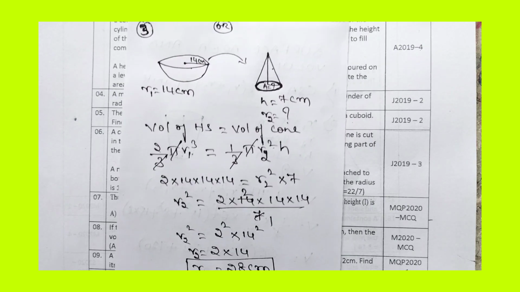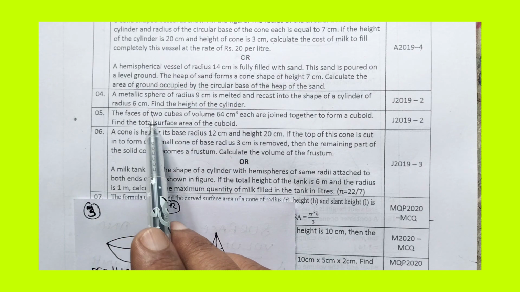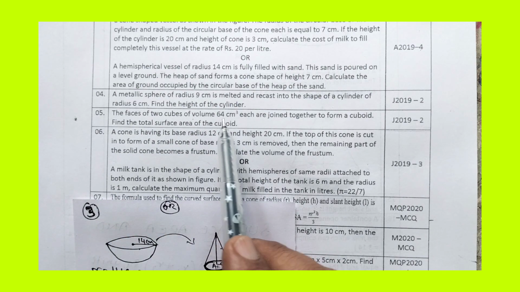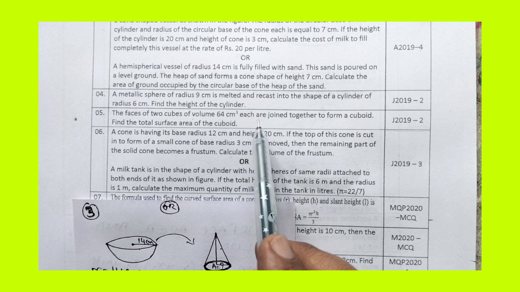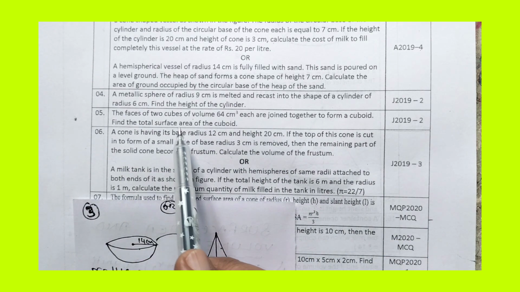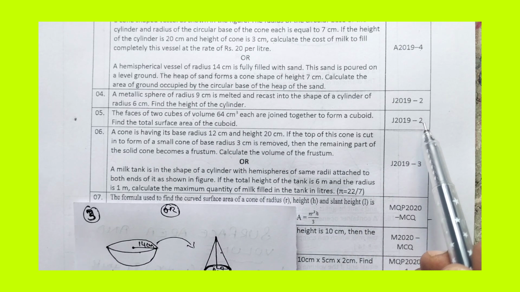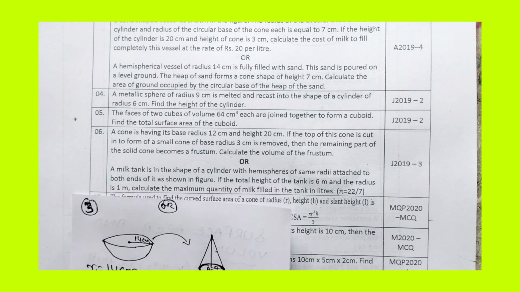Now let us move for the fifth question, that is the faces of two cubes of volume 64 centimeter cube each are joined together to form a cuboid. Find the total surface area of the cuboid. This is also a 2 marks question. Now let us answer this question.